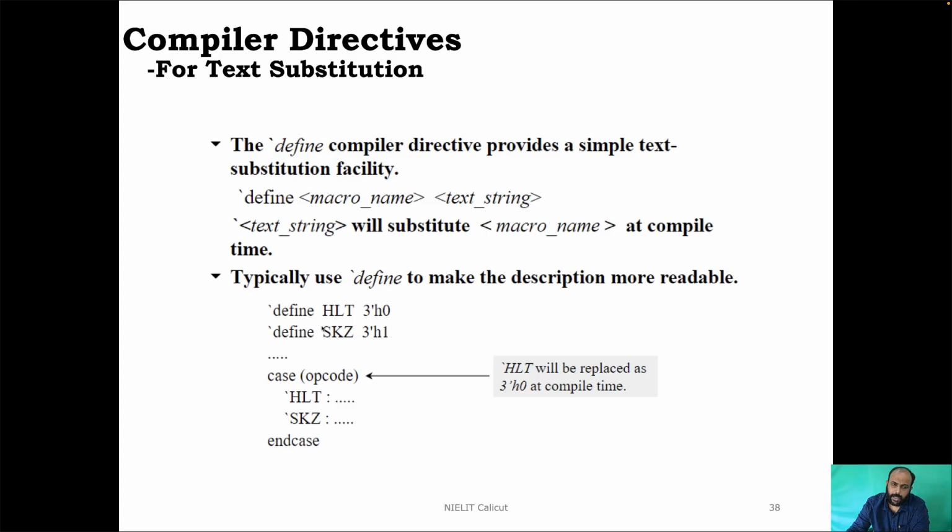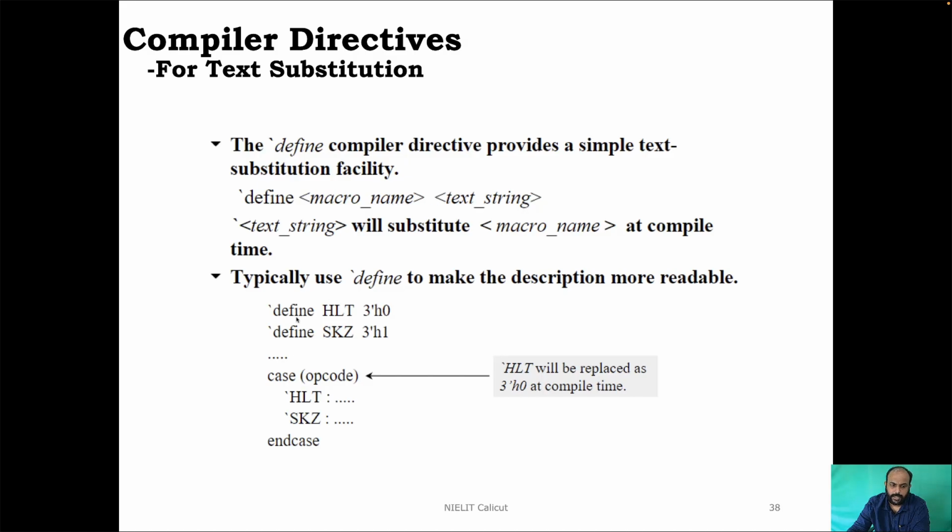Now there is another special type of construct in Verilog called compiler directives. Compiler directives are basically instructions to the compiler to perform certain specific tasks. Often compiler directives come with a syntax of a tick followed by a keyword. For example, `define is a keyword used for substitution. Whenever you write a tick define followed by a text name followed by a value, whenever the compiler sees that text name, it will be read as equal to that value.